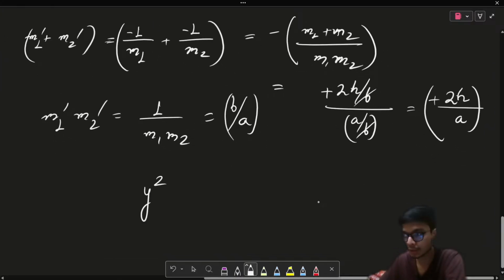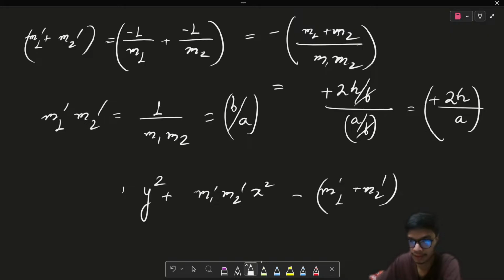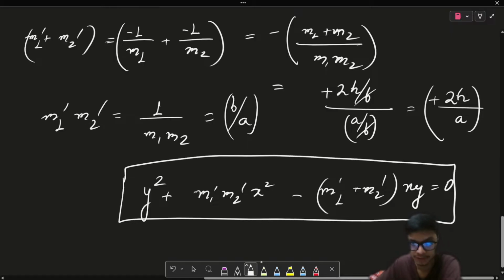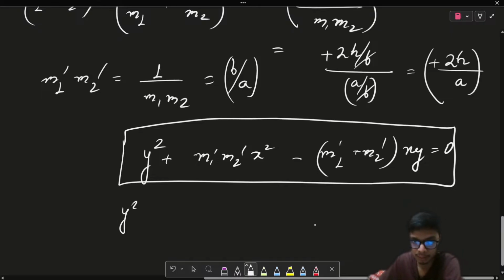So from this also I can formulate the given new equation of the line, that is going to be y square into m1 m2, right? So that is going to be, sorry, y square plus m1' into m2' x square, and it should be minus (m1' plus m2') multiplied by xy, equal to 0, right? So this will be the new equation in the rotated form. I substitute these values back over here, and I will obtain a y square minus 2hxy plus b x square, right?